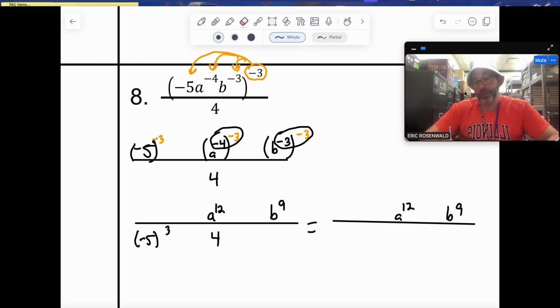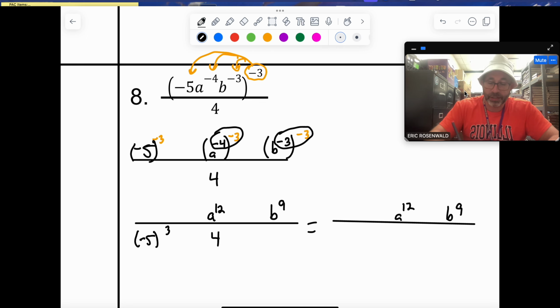So you could throw this into your calculator, and what you're going to get is a negative 125. And that's going to be multiplied by 4. So that means what we're going to end up with is a negative 500, I believe.